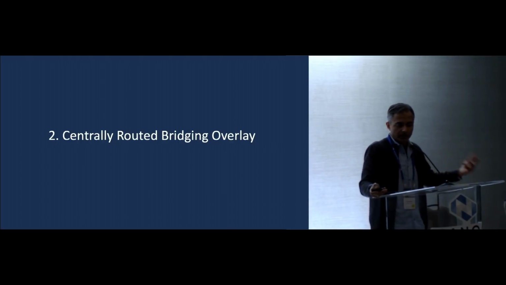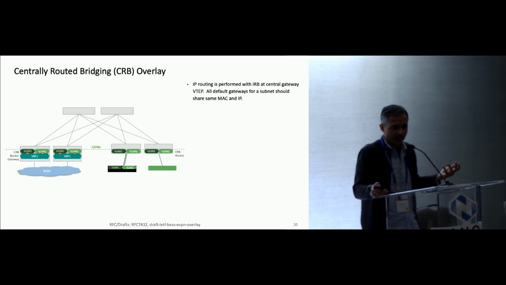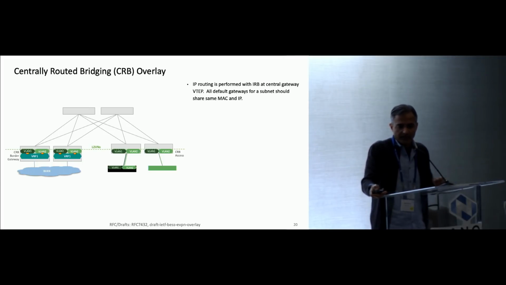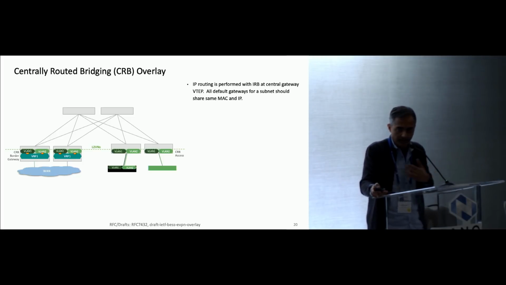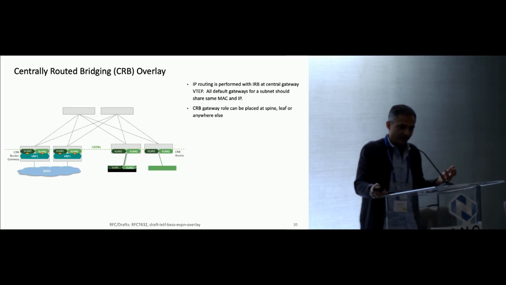Okay, so with that, we're going to start our second overlay type, which is centrally routed bridging. In centrally routed bridging, as its name implies, the routing happens at some central point. Whichever point is implementing the central routing, the MAC and IP addresses for each subnet should be the same. I'm going to refer to the central routing point as the CRB gateway, just because the rest of it is kind of a mouthful.